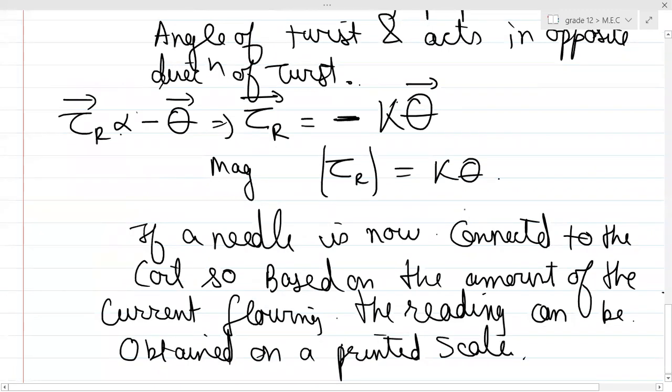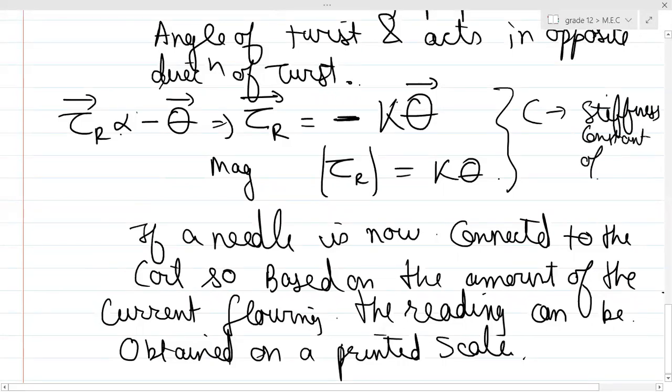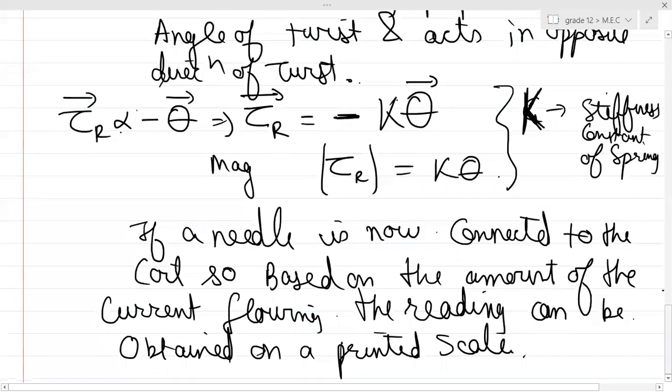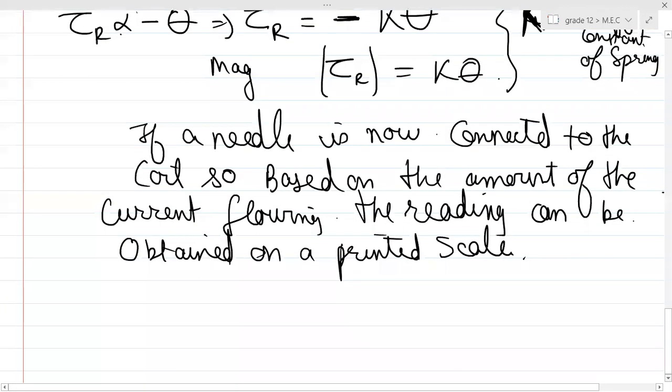Achha, by the way, C is called the stiffness constant. C is basically the stiffness constant of the spring. Yes, sir, the constant. So is this clear? Guys, is this clear? Have you written till here? Yes, sir.